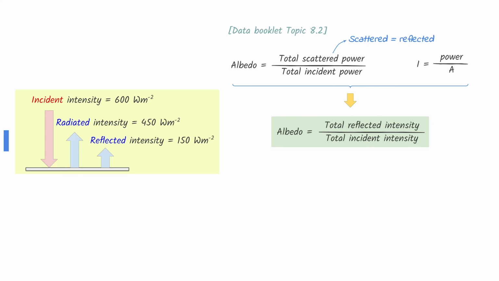The albedo equation given in the data booklet can be combined with the intensity equation. Instead of calculating albedo in terms of power, it can also be calculated in terms of energy or intensity. Note that scattered means reflected. The two values we need from the question are the incident intensity and the reflected intensity. Put these two values into the equation to find your answer.